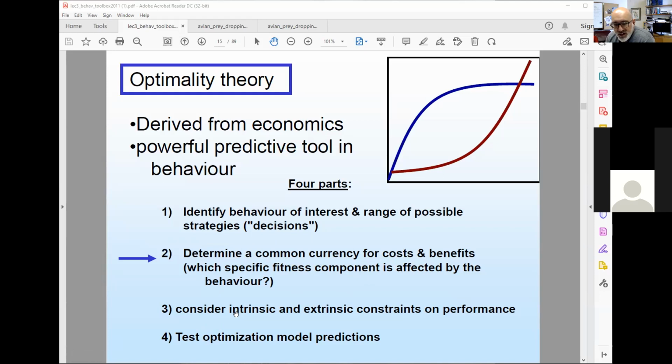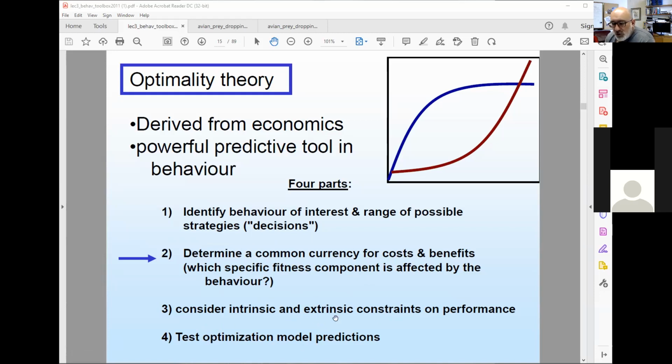We have to consider intrinsic and extrinsic constraints on performance. So intrinsic means things like how much energy the animal is carrying and is available for it to perform any particular behavior.